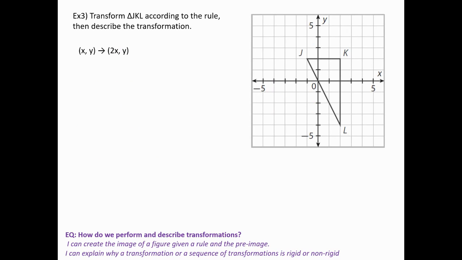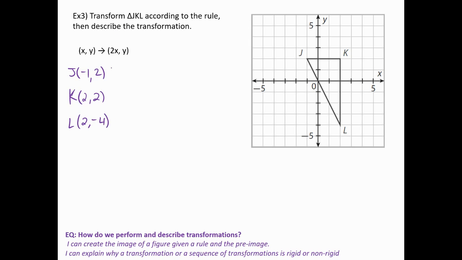Okay. The last one of this type of example, we're going to transform triangle JKL. Here we go. J is at -1, 2. And then K is at 2, 2. Next one, L is at 2, -4.